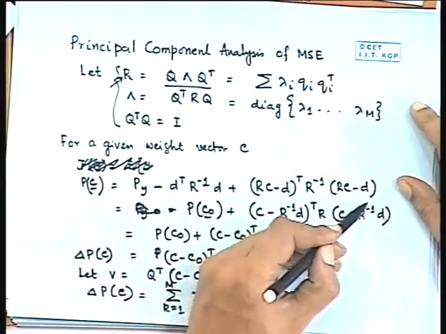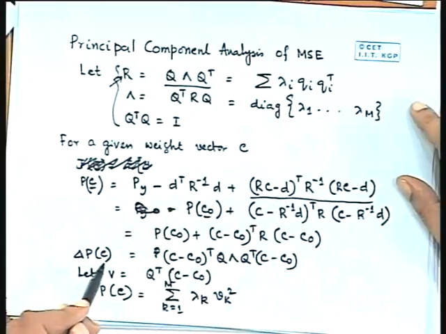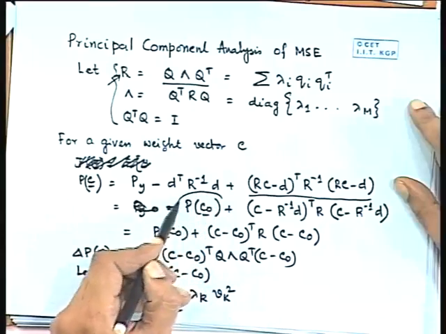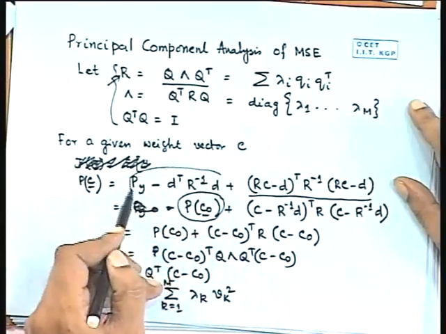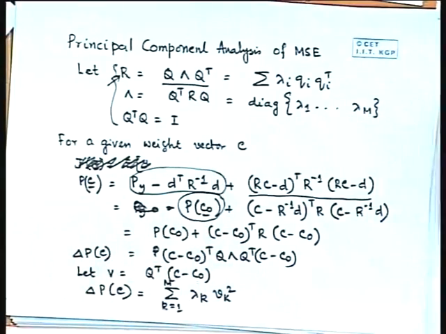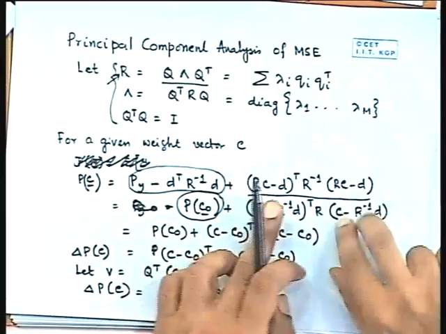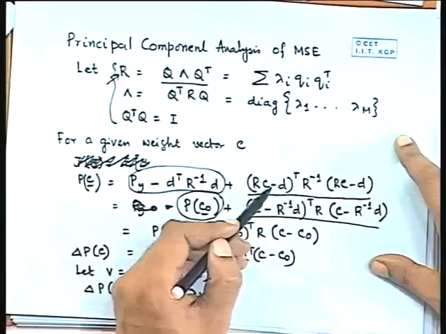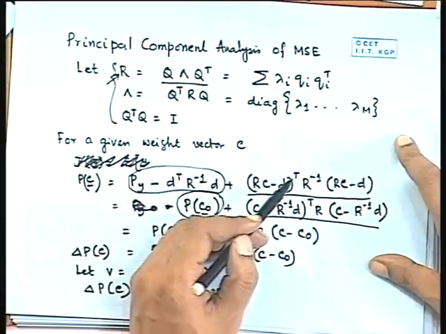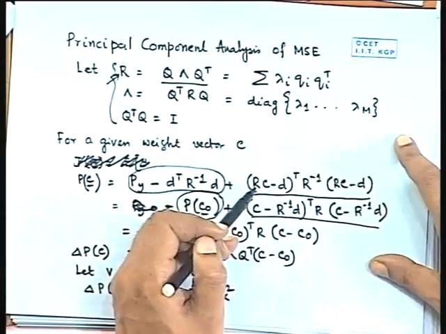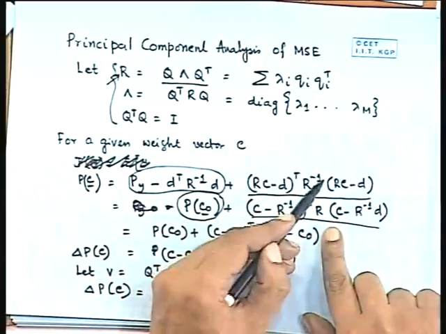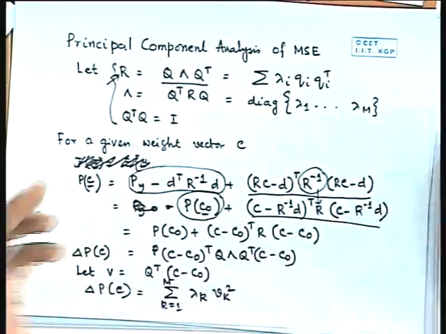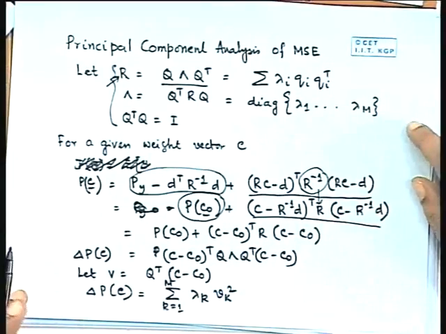Now suppose this was my penalty, my delta PC. What is this? This is my PC0, this term. That is, if C was equal to C0, this would have been the penalty. That is the minimum. And this one I can actually cast like this. This is simple. You just multiply RC minus D by R inverse. Here R inverse has become R, and here R inverse will come. That is easy to see.